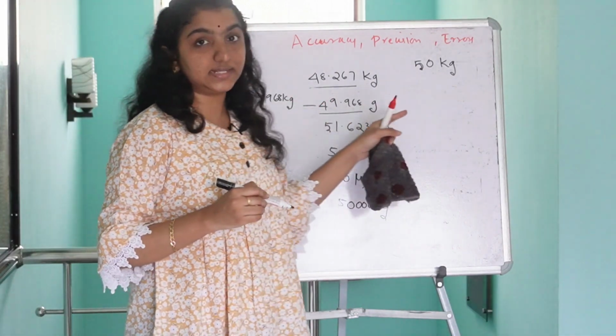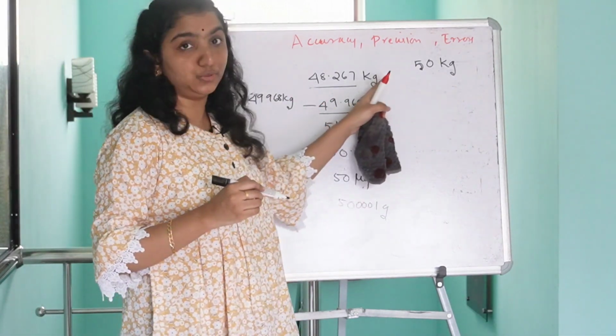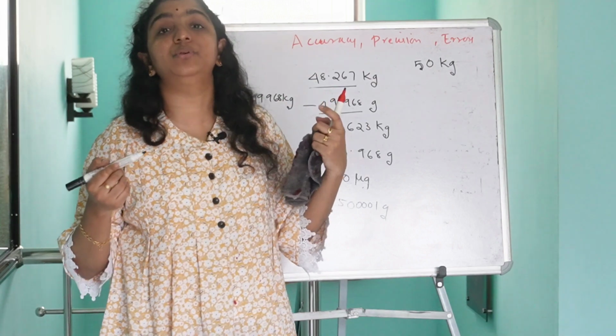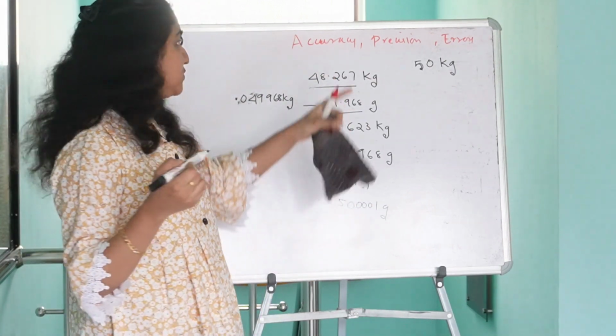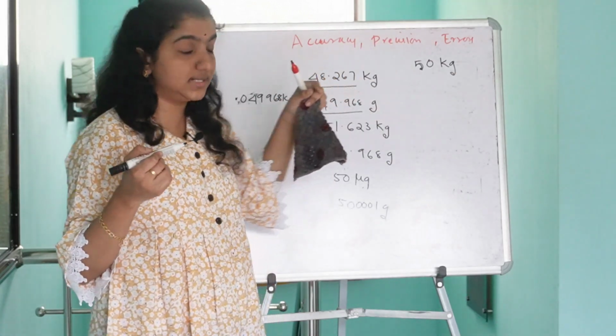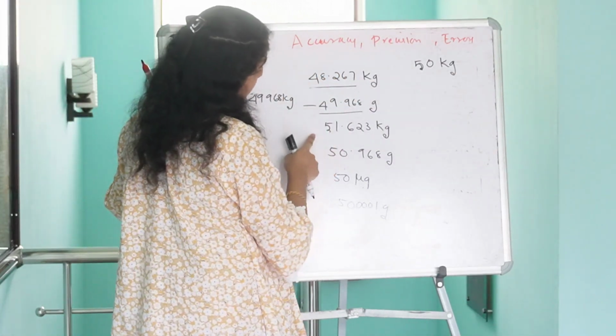Is it clear, guys? Why should I tell you? We should consider the units also, not only the values, while finding accuracy, precision or errors. Now let's see the next value.